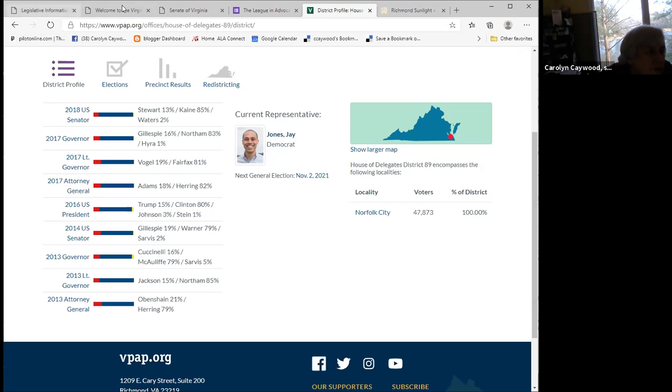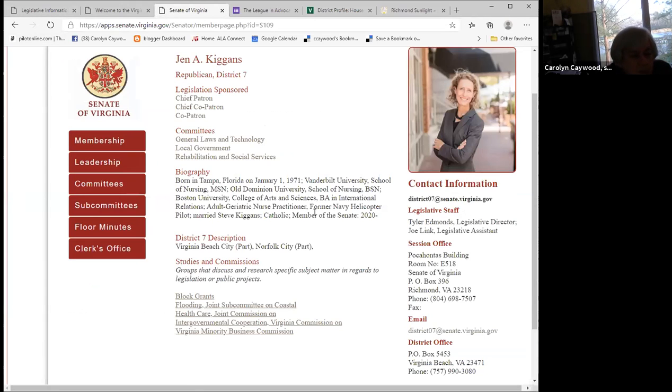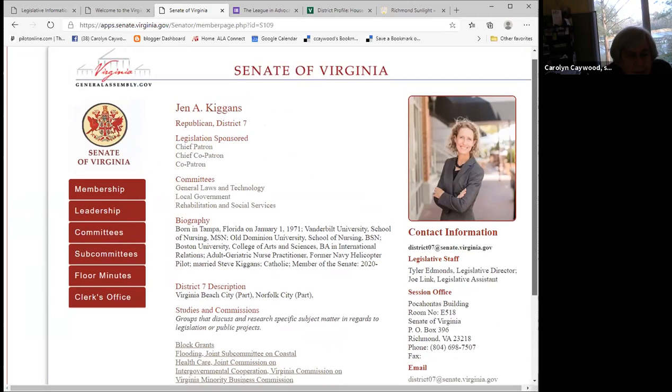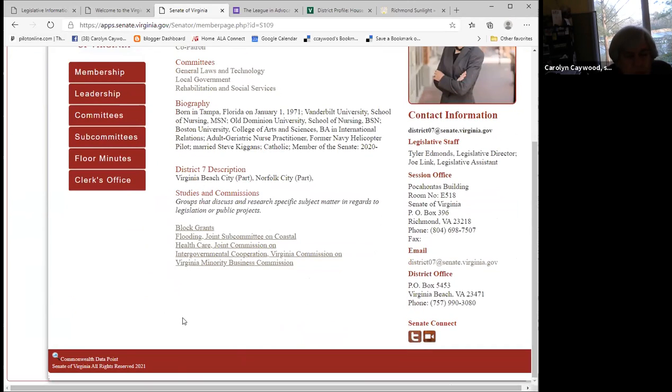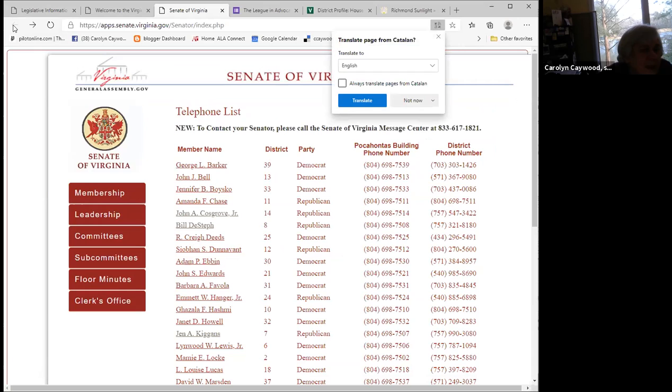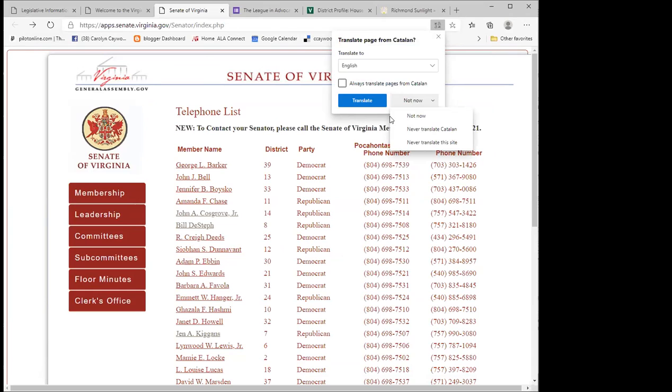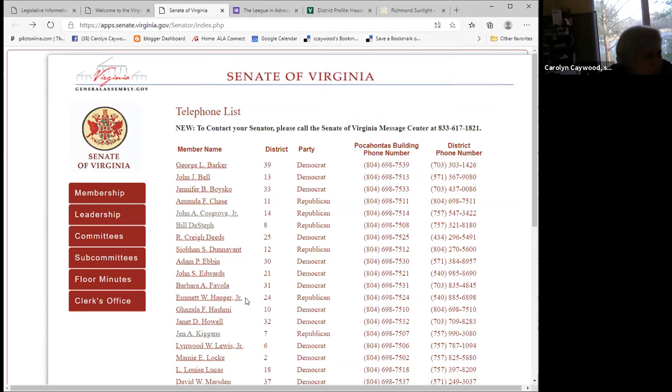But going back to, where was I? Here, the Senate. We were looking at Jen Kiggins. This is a little deceiving. This isn't about her. This is about the Senate. So as you can see, the Senate just doesn't want to do things the way the House does them. That was strange.